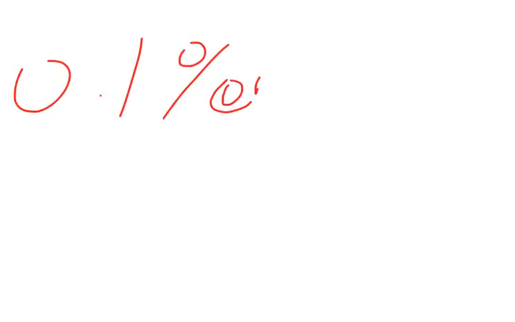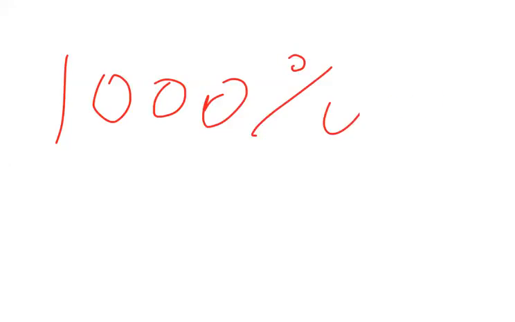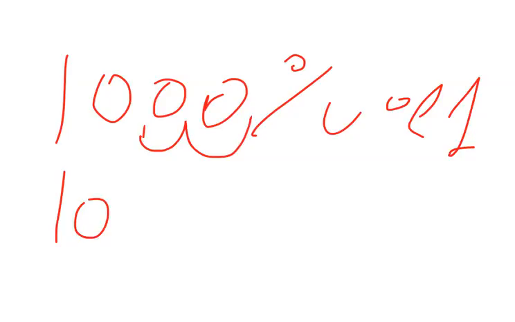0.01% of 1. That's 0.001 times 1, which is just 0.001. That's your answer. 1,000% of 1. So that's 10 times 1, because 1 becomes a 10. Yep, that's just 10. Don't get scared by these. Just think logically.